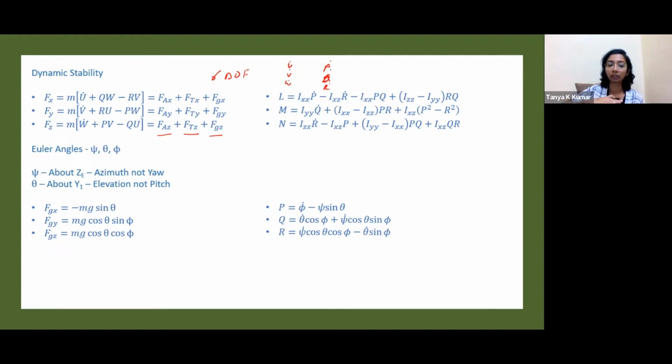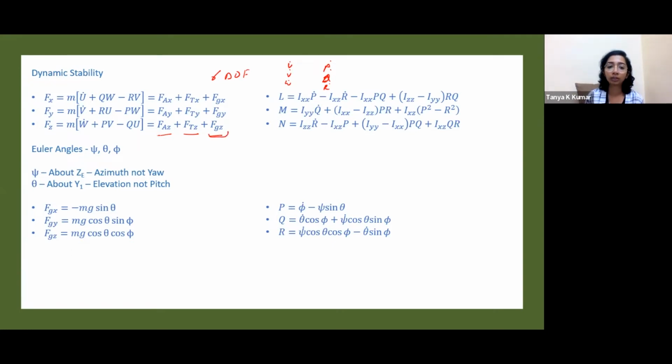First we rotate about the z-axis, and then we rotate about the new axes, x1, y1, z1. Then we rotate about the new y1 axis to get theta. So these two angles are not to be confused with yaw and pitch, which are measured in the body-fixed axis. They are not the same thing. Now, where do these angles come into play? They come into play in the gravitational force.